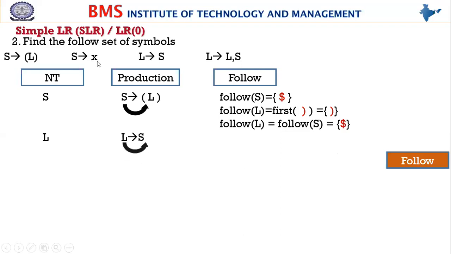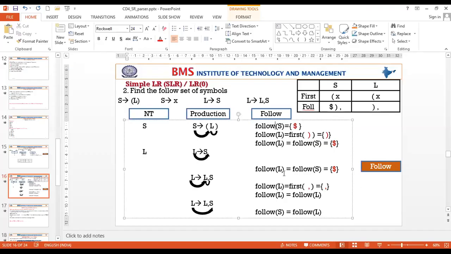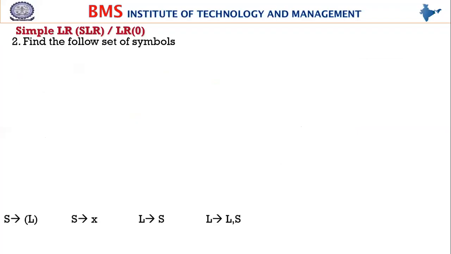L produces S. So this is of the form A produces alpha B, but alpha doesn't exist, only B exists on the RHS. So we need to include follow of A in follow of B, follow of A in follow of B. So follow of L is equal to follow of S. Correct? No, it should be in the reverse order, right? Follow of S is equal to follow of L, and then we got the dollar in that, right?